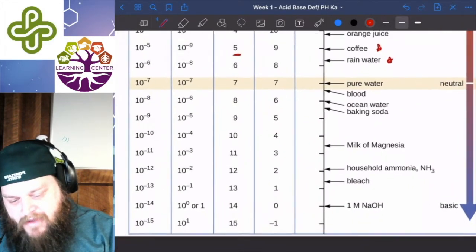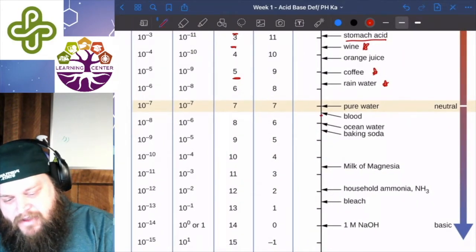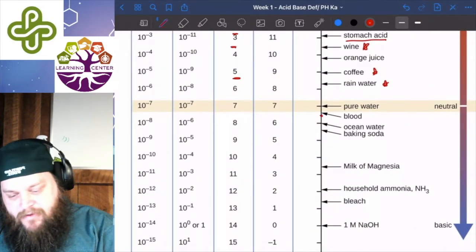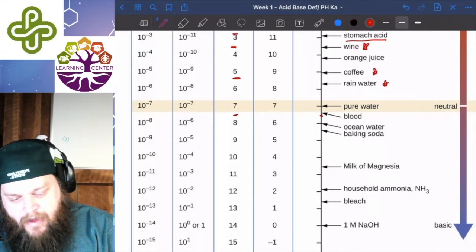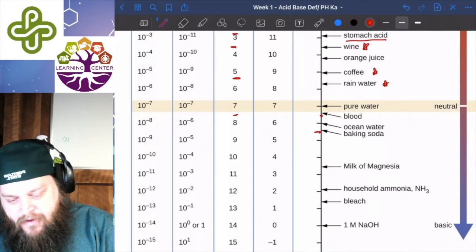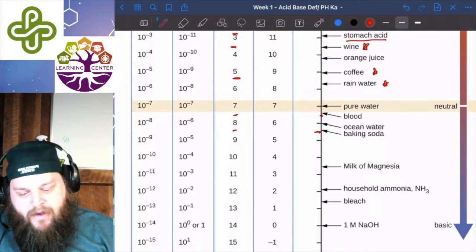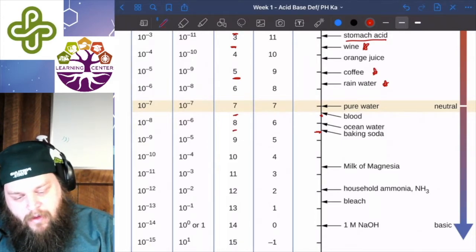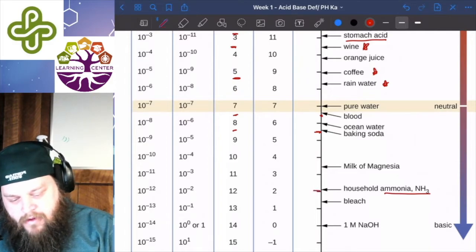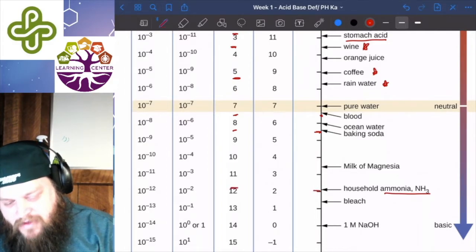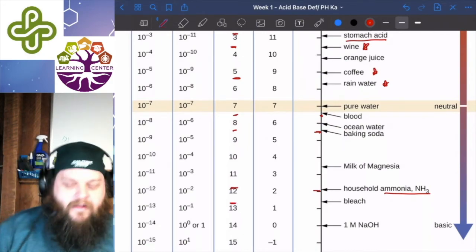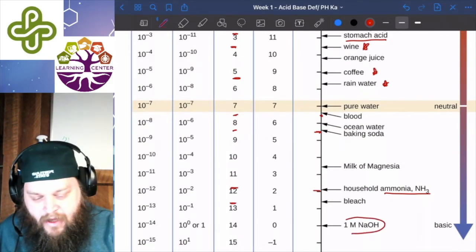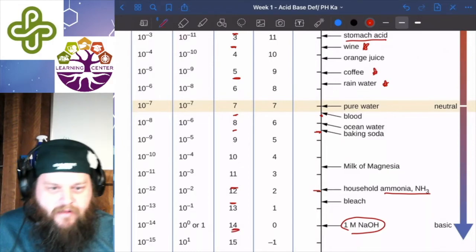Similarly with your bases, your blood is slightly basic. It's floating in there just over 7, 7.5. Baking soda is right in here, so it's at about 8.5. Your ammonia, which, don't drink ammonia, is going to be closer to 12, where bleach is going to be incredibly basic as well. Pure NaOH is sitting at about 14 down there.